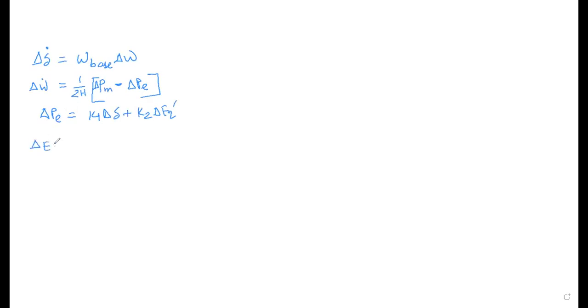And then we have del Eq dash, and this is 1 upon TD0 prime delta EFD minus K3 del Eq prime minus K4 del delta. So these were the equations up to the third order.